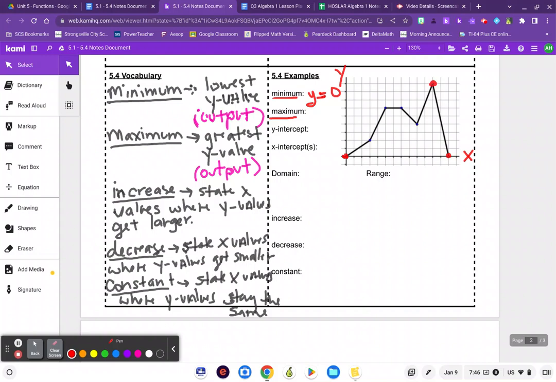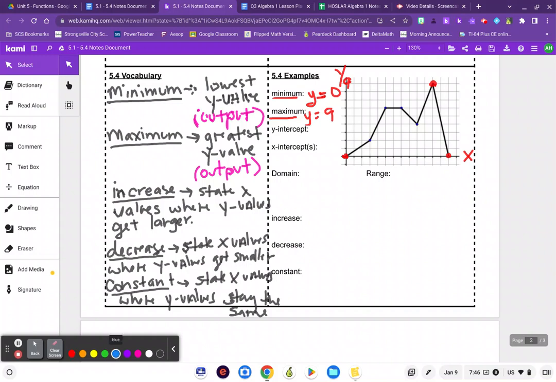This to me over here looks like my highest y value. So I've got to count: 1, 2, 3, 4, 5, 6, 7, 8, 9. I'm just going to label that over here. And so we have y equals 9 is my highest y value.